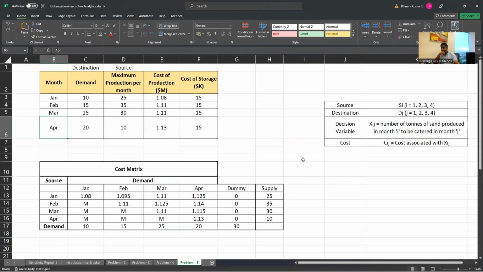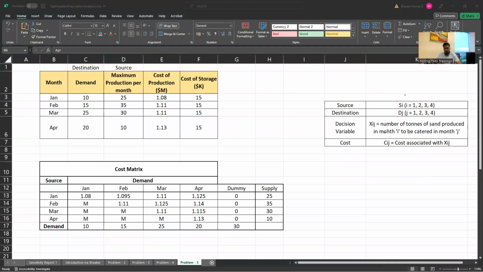Now, how many tons of sand should be produced in each of these 4 months so that your total production cost and the storage cost is minimum? This is what we need to solve. Okay, and you have some notation. We have rather some notation which is given here.